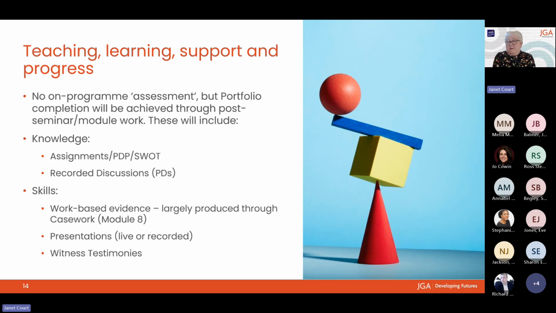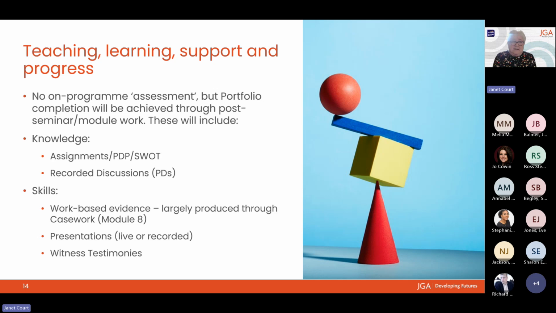So there could be assignments. They'll be asked to develop a PDP, professional development plan, to do SWOTs, learning, or CPD is another one, but also through recorded discussions. These are called PDs, professional discussions, where it will be, okay, tell me what you understand by this. So we prep for it so that the learner gets used to talking to somebody to explain how they understand something, not just repeating it because they've read it somewhere.